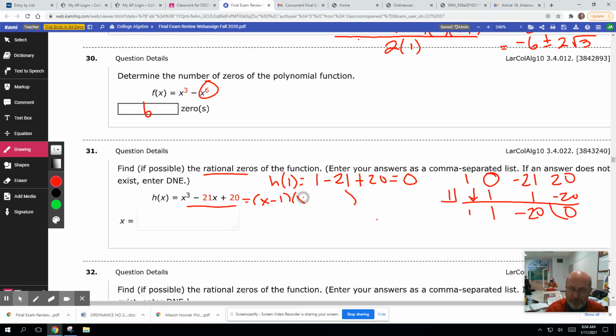So in here we have x squared plus x minus 20. And that is a quadratic that we can factor. Two numbers that multiply to make negative 20 and add to make positive 1 are positive 5 and negative 4. And so our rational zeros of the function are 1, negative 5, and 4. And that's how you do number 31.